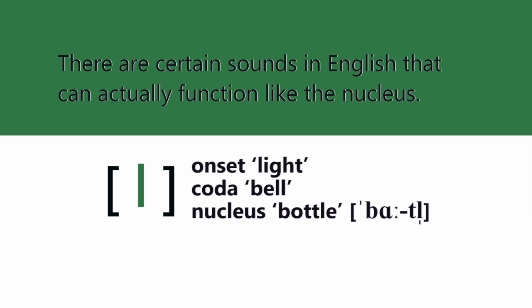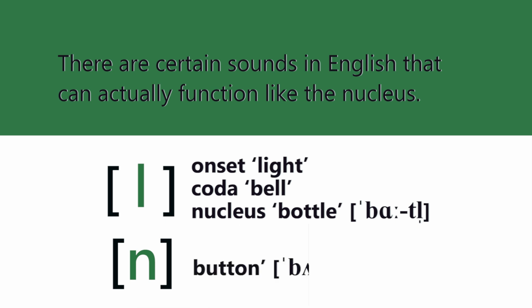So where's the vowel here? The ta is onset, but where is the nucleus? Here, the sound la is the nucleus. Or, for example, also na in the word button. In the word button, the sound na is the nucleus, button.